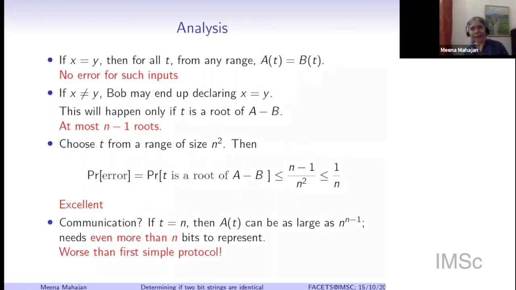But is that enough? Has the communication come down? Well, actually, the communication we are doing pretty badly. For instance, for the error probability to come down, I need a range to be much larger than n, right? So we chose a range of size n square. So in particular, Alice could have chosen t to be n. Now, if Alice chooses t to be n, how large can a of t be? There is a degree n minus 1 term, right? So there could be an n to the n minus 1.